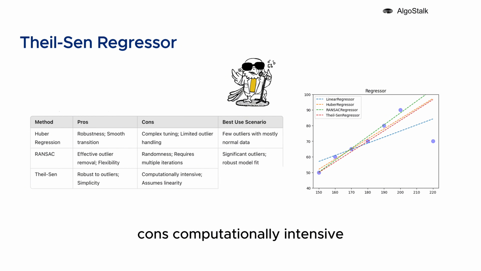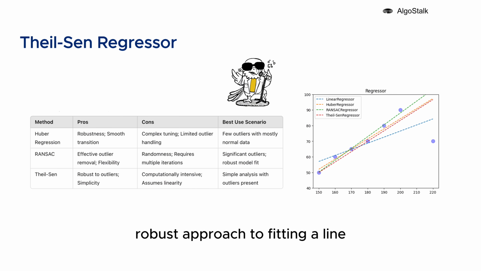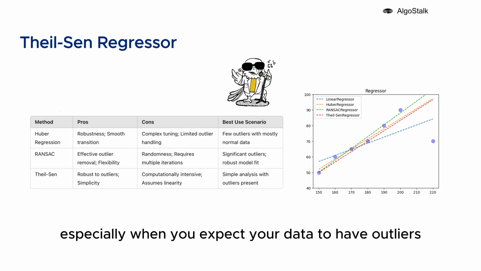Cons: computationally intensive. It can be slower with larger datasets because it evaluates all pairs of points. Less effective with strong non-linearity. It assumes a linear relationship, so it might not perform well if the underlying data structure is nonlinear. Best scenario: Theil-Sen is perfect when you need a simple, robust approach to fitting a line, especially when you expect your data to have outliers.